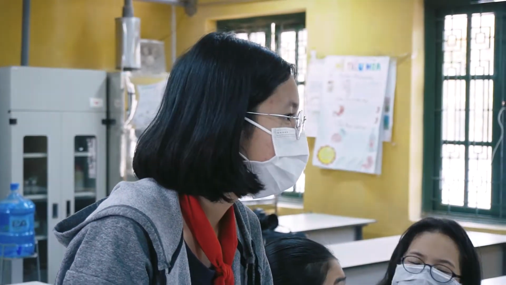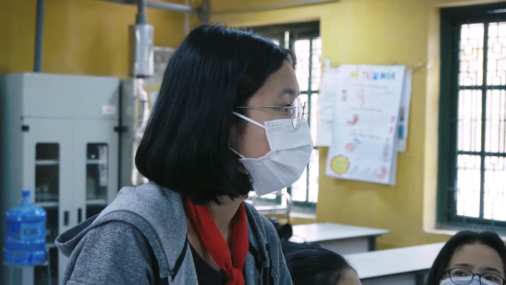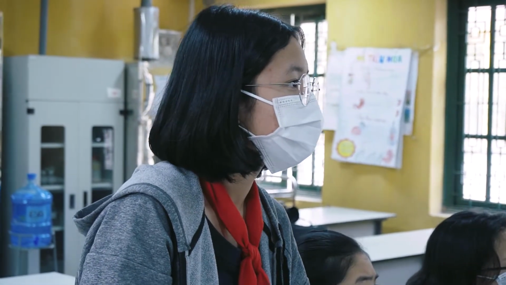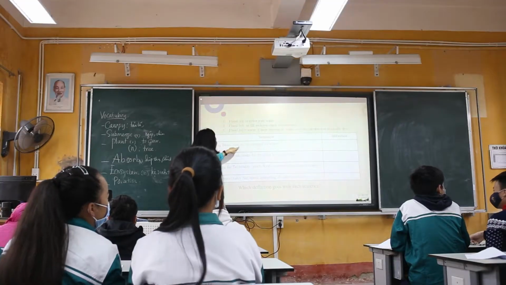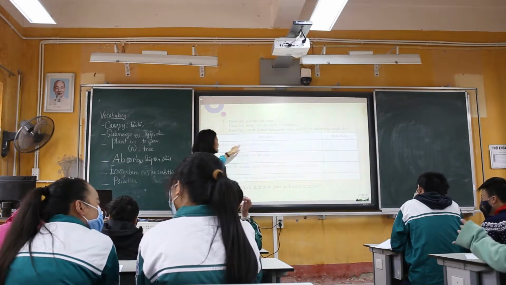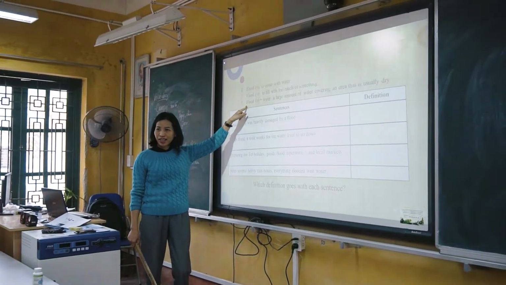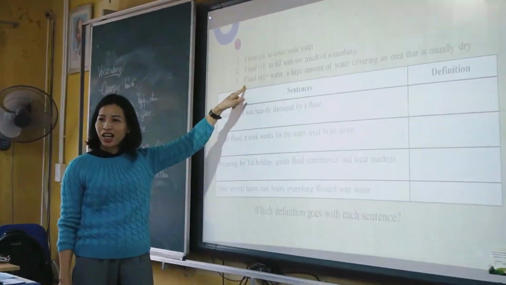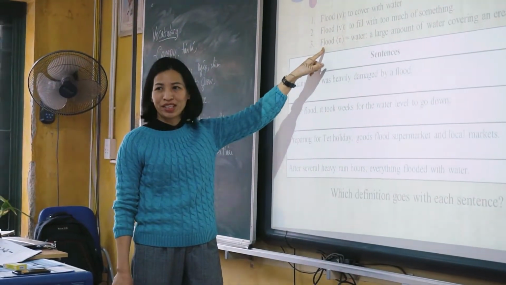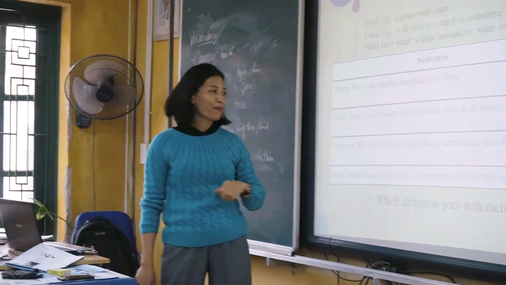Number one, Quảng Bình were heavily damaged by a flood. Number one is a noun. Does it go with definition 1, 2, or 3? Definition 3, yes, it goes with 3. Thank you. Sit down, please.